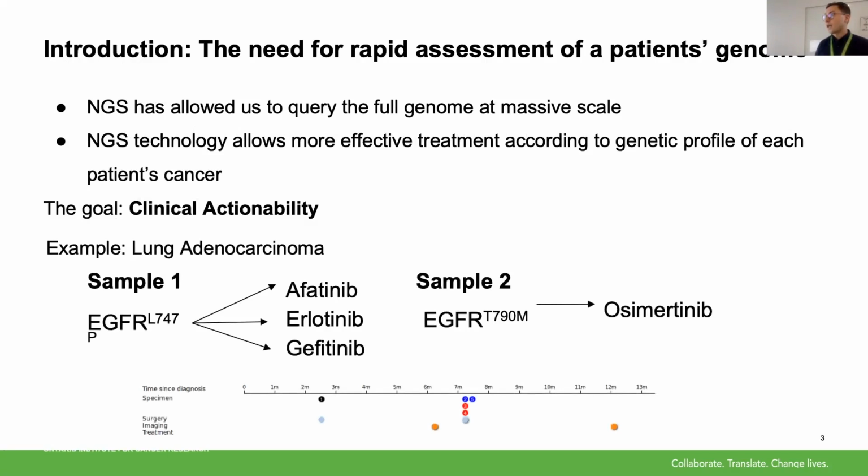For example, in a case of lung adenocarcinoma where there have been serial biopsies with tumor profiling, each of these biopsies can be used to inform treatment. So in the first case, there is a host of FDA-approved treatments available to the physician, and in sample 2, the second biopsy, a resistance mutation is observed, and again, based on this genetic profile, there are options available to the physician.